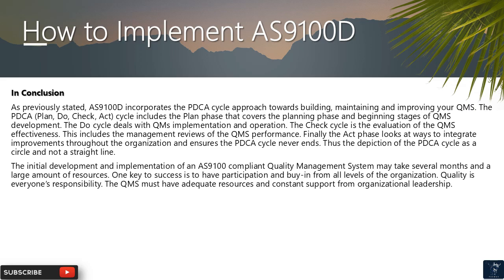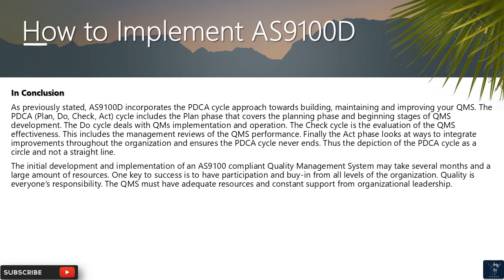The check cycle is the evaluation of the QMS effectiveness. This includes the management reviews of the QMS performance. Finally, the act phase looks at ways to integrate improvements throughout the organization and ensures the PDCA cycle never ends. Thus, the depiction of the PDCA cycle as a circle and not a straight line.